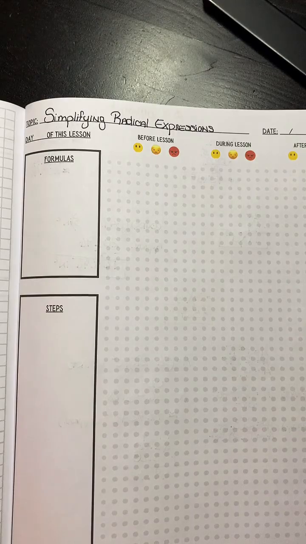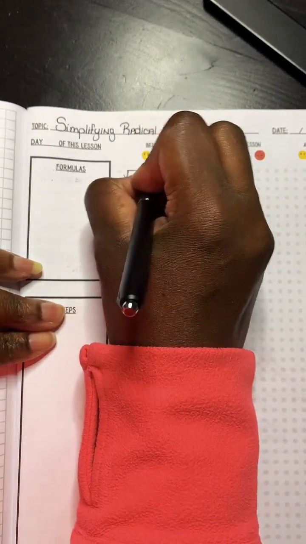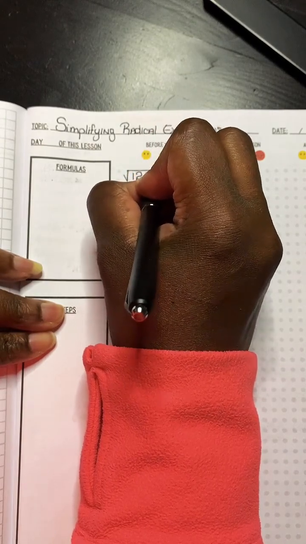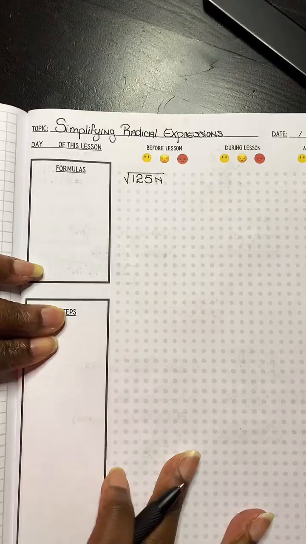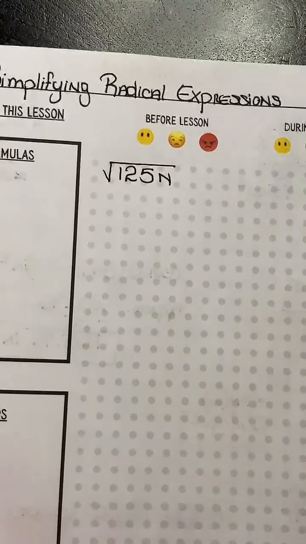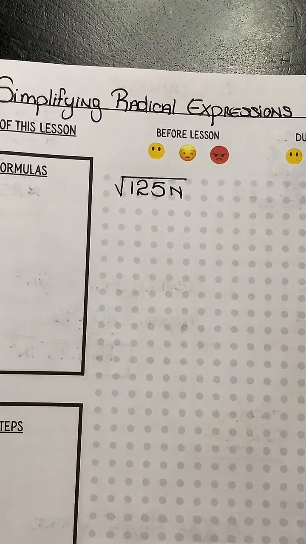All right, so I'm going to get started. Today's not going to be too long, but it is going to be educational. So let's break down the first one. Let's say we have the square root of 125n. Let me see if I can zoom in so you guys will be okay. All right, so we're looking at the square root of 125.